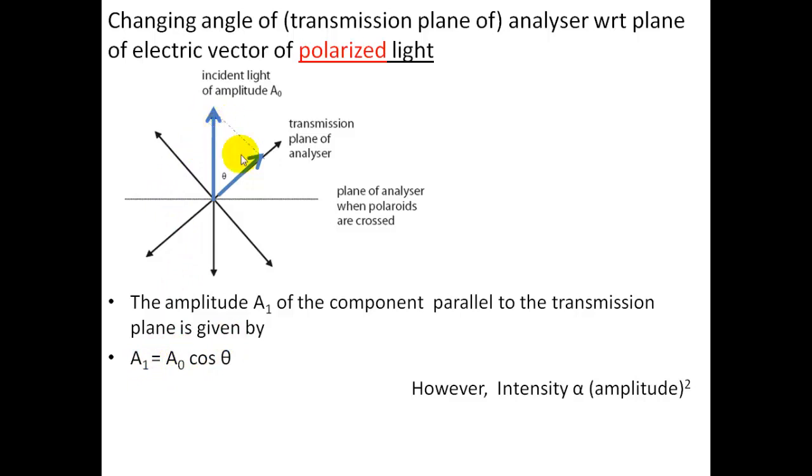However, the intensity is proportional to the amplitude squared, so we have to square everything here. So basically A squared is equal to A0 squared cosine squared theta, but A squared is equal to the intensity. So the intensity in the transmission plane of the analyzer is equal to the original intensity times the cosine squared of the angle between the two. So I1, the transmitted light, is equal to I0 times cosine squared theta.